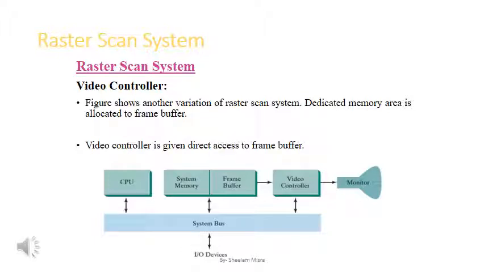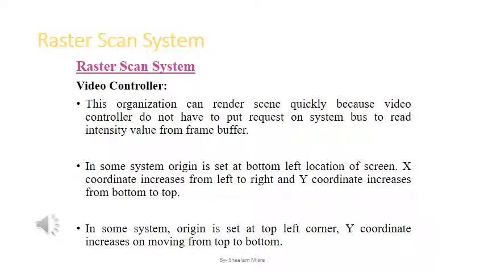This figure shows another variation of the raster scan system. A dedicated memory area is allocated to the frame buffer. The video controller is given direct access to the frame buffer. This organization can render scenes quickly because the video controller does not have to put a request on the system bus to read the intensity value from the frame buffer.